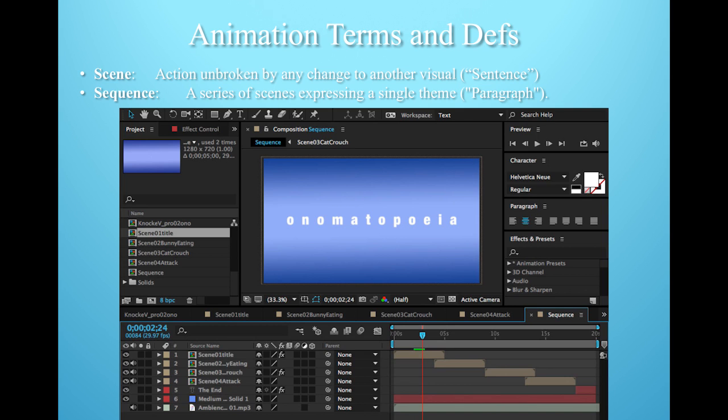Animation terms and definitions. A scene is an action unbroken by any change to another visual, which would be like a sentence in writing. Whereas a sequence is a series of scenes expressing a single theme, which would be like a paragraph made of several sentences.